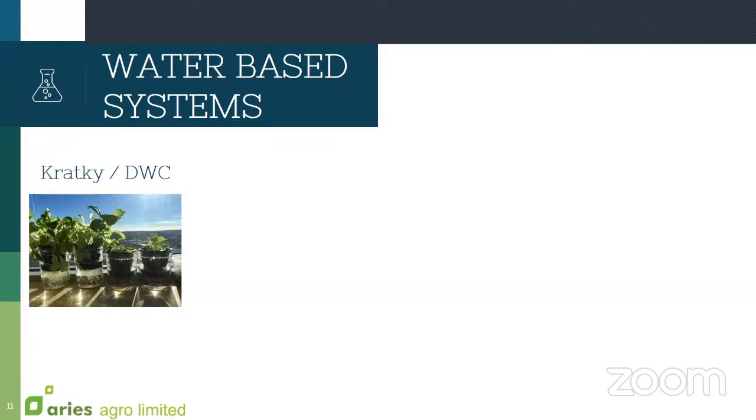This is the simplest type of hydroponic system, which is called the Kratky system, or you also call it deep water culture. DWC stands for deep water culture, wherein the roots of your plants are just dipping in the nutrient solution.